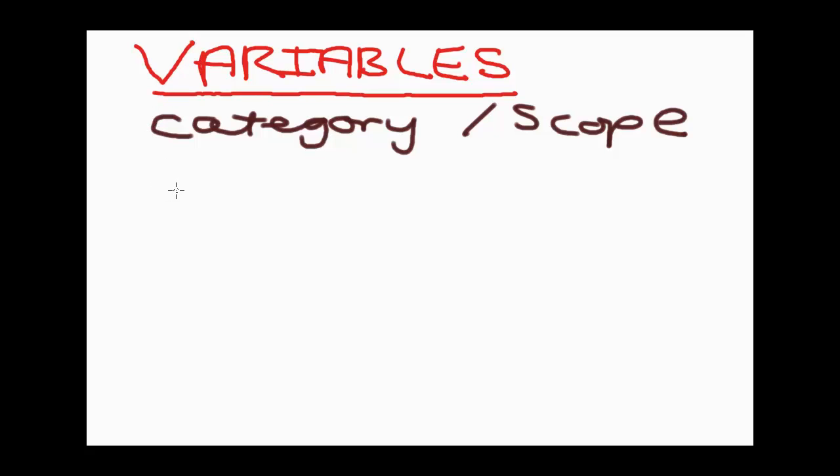Now, it's important to understand the scope of the variable all the time, because when we're using them, if we get the scope wrong, then we really are going to encounter problems with our programs. So let's have a look at category and scope. So we've got some key choices of variables, most of which you will have heard of, I guess. The first one is a local variable.